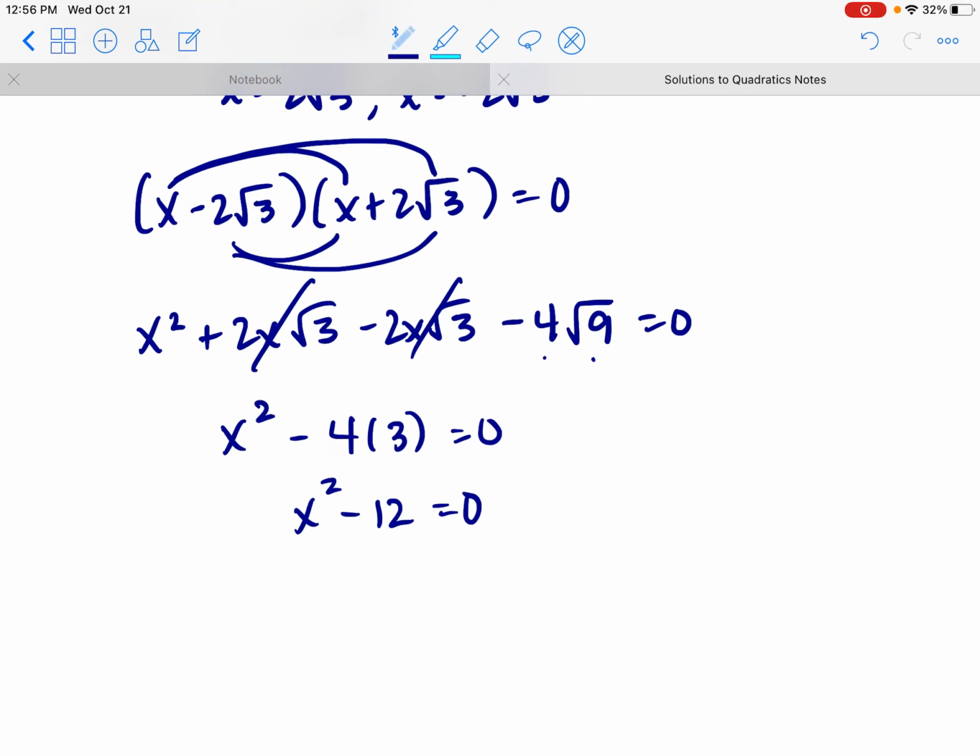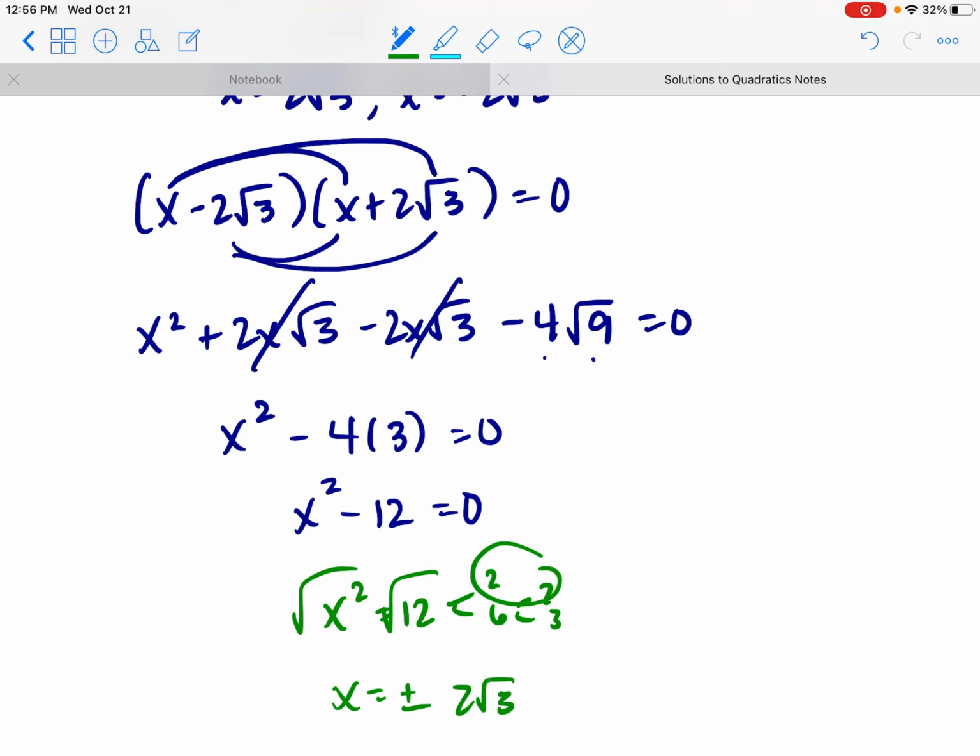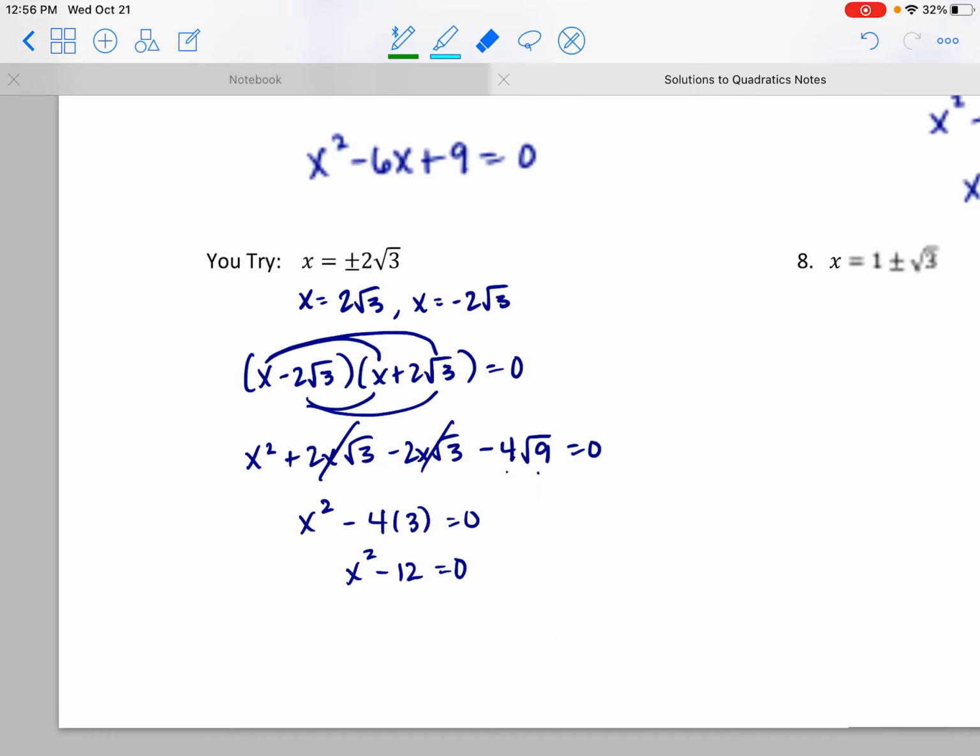And again, that would totally make sense. If I was to solve this, I would add the 12 over, and then take the square root. And I'd have to put in a plus or minus, and break this down, and a 2 would come out, and a 3 would stay, and those are my two solutions, okay? So it looks a little strange, and again, if you could have seen that answer without doing all that work, that's totally fine.